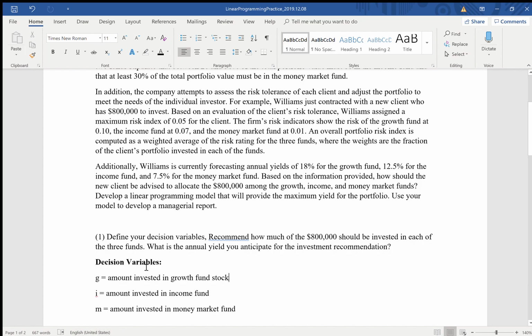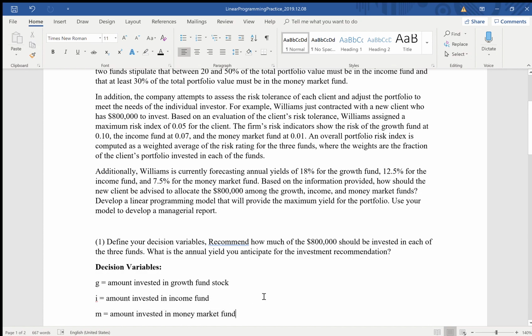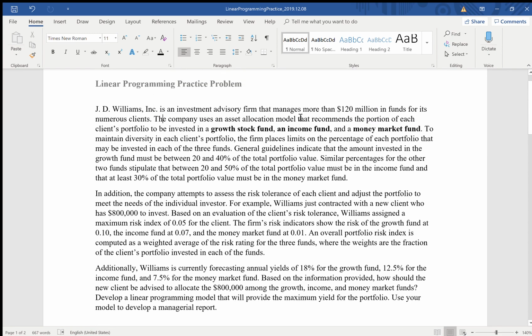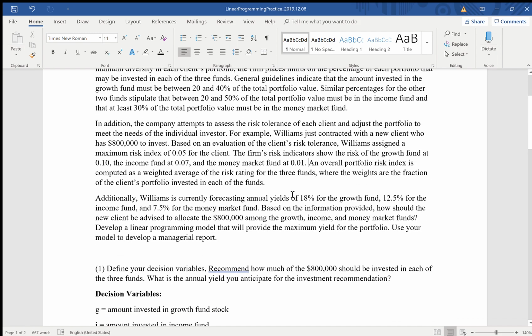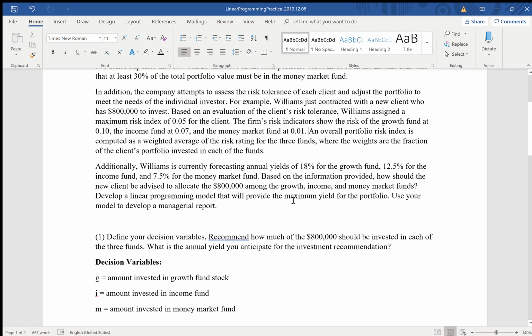So in this case, here are my decision variables. G, the amount invested in growth fund stock. I, the amount invested in income fund. And M, invested in the money market fund, which are the pieces of information here that I'm highlighting. Okay, so that's how I figured out decision variables.